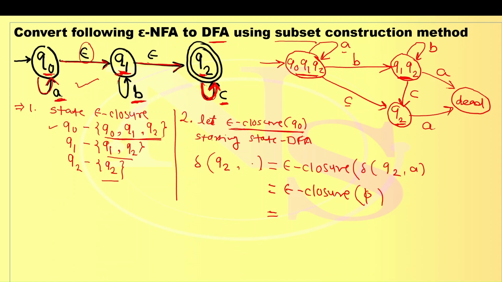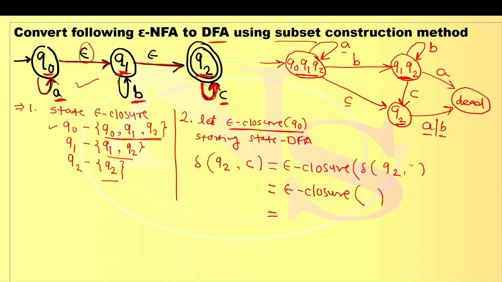Repeat the process for B. Q2 on B. If we see the existing epsilon NFA, there is no transition for B also. So it will also go to phi. Epsilon closure of phi is phi. It's a dead state. It means what? From Q2, transition of A and B going to dead state. Similarly, repeat for C.